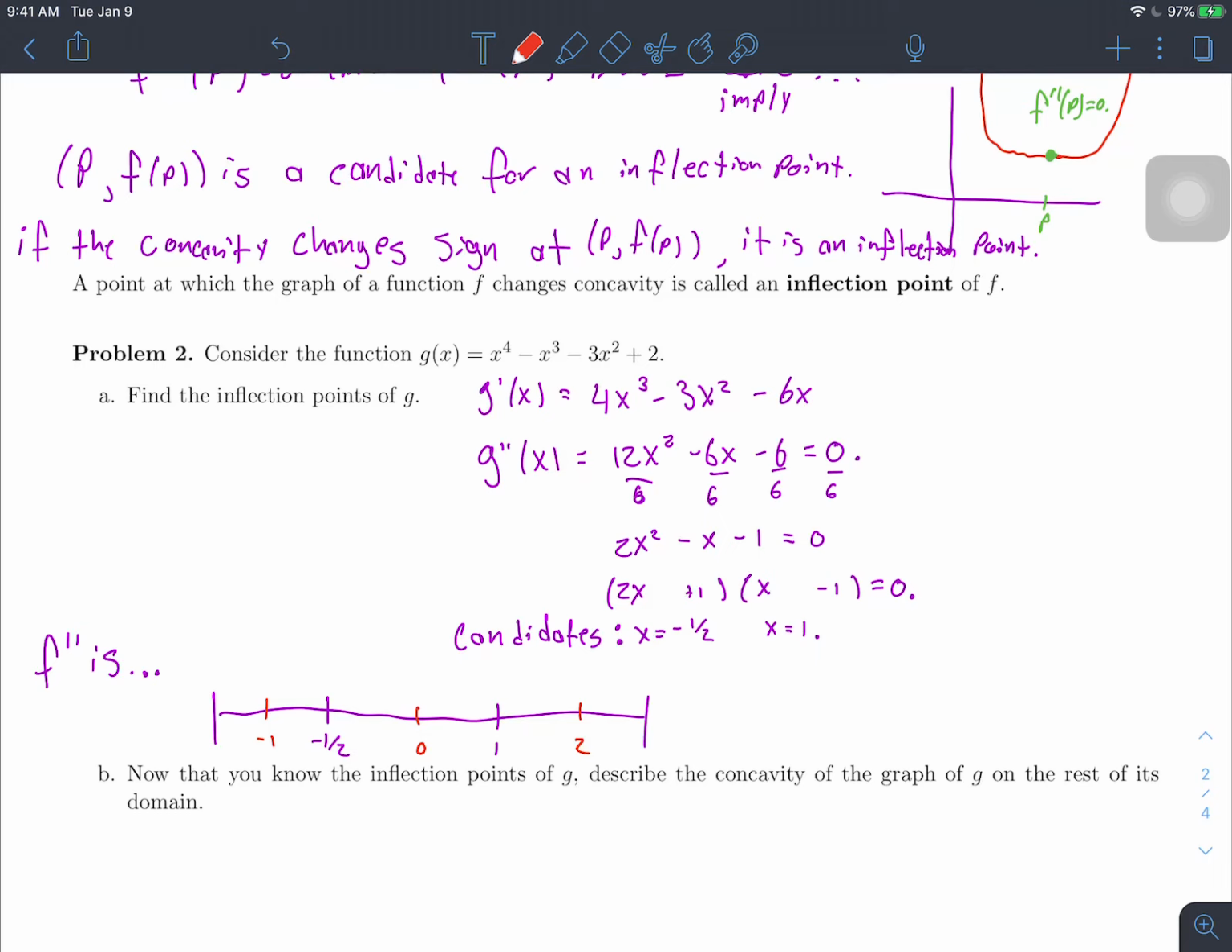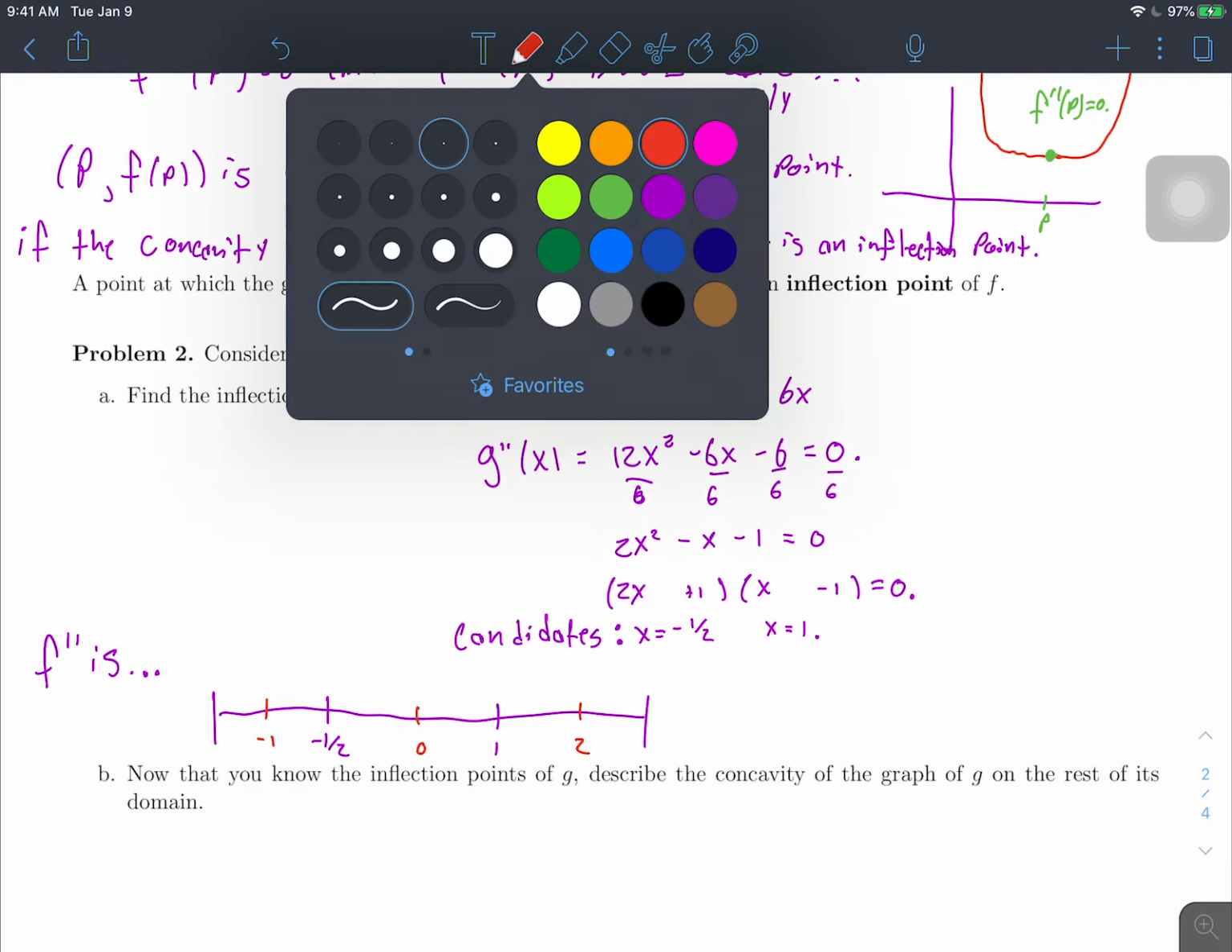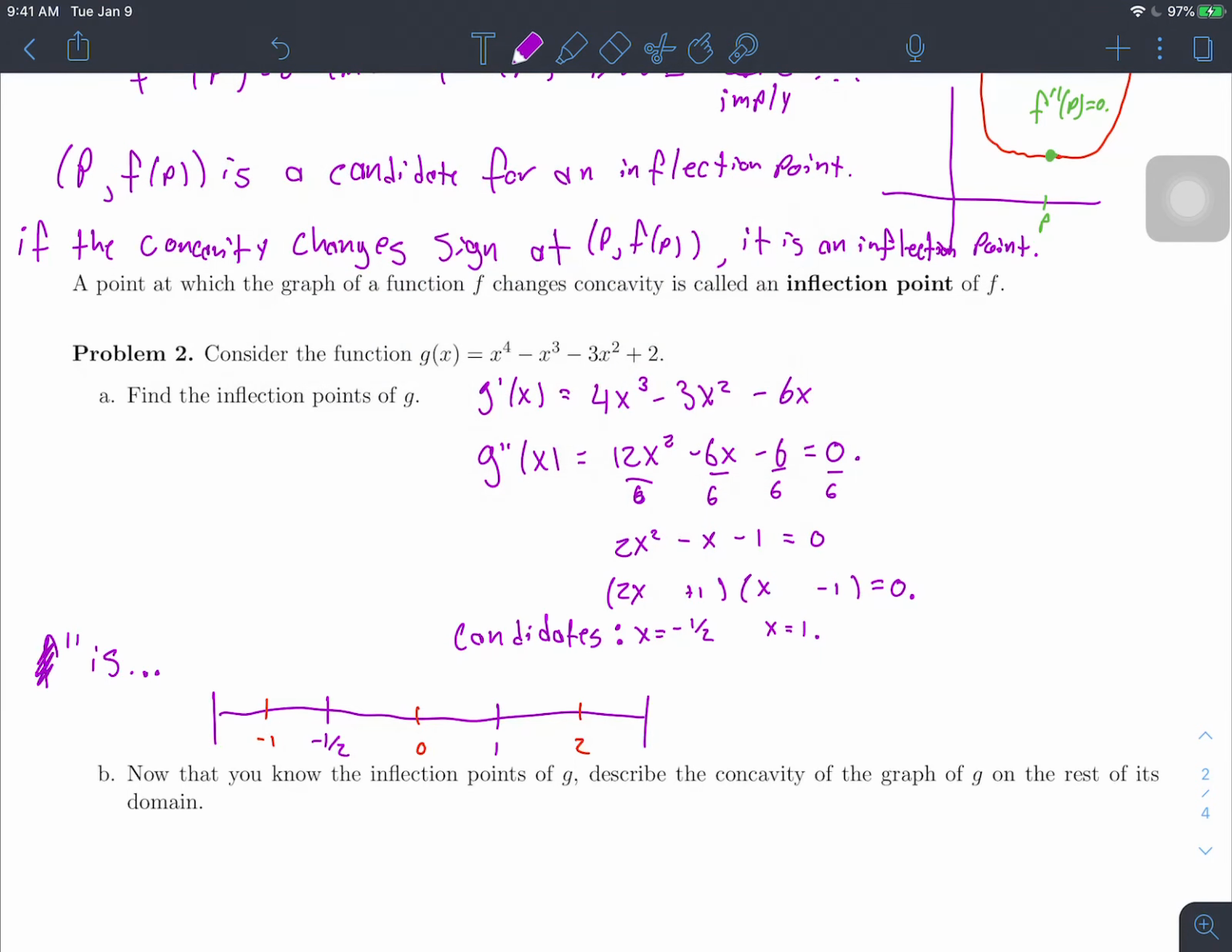Now what are we going to do with these test points? We want them to inform us of the sign. That should have been a g double prime. The sign of the second derivative in each of those intervals. So I'm going to take -1 and plug it into g double prime to figure out what is the sign of g double prime in that interval.